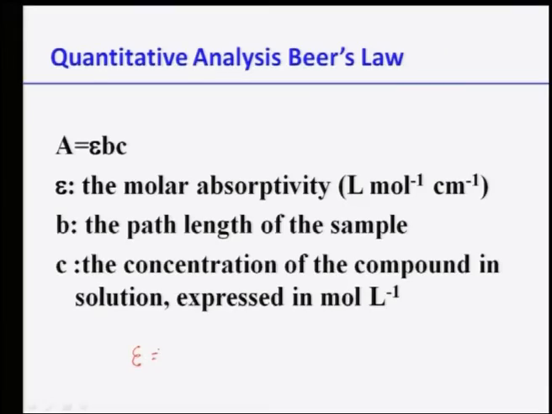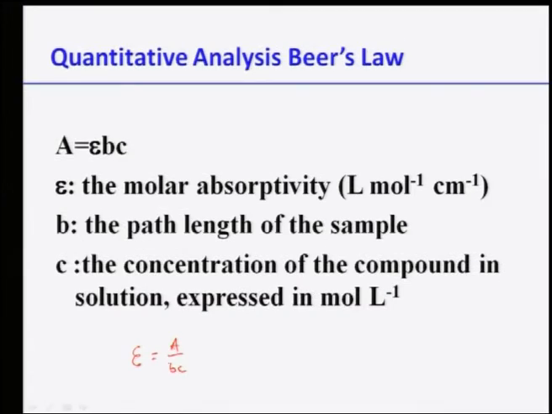Therefore one needs to correct the absorption by considering different parameters, like operational parameters, to exactly obtain the amount of radiation absorbed by the molecules present in the solution. The corrected absorption is called the molar absorptivity, and it is determined using this formula: A by BC, where A is the absorption, B is the path length through which the radiation is passing, and C is the concentration. So this can be done.